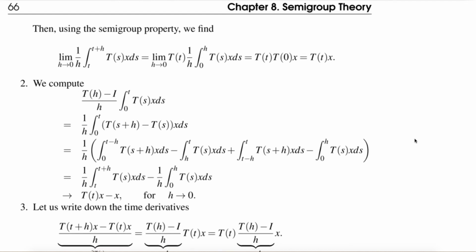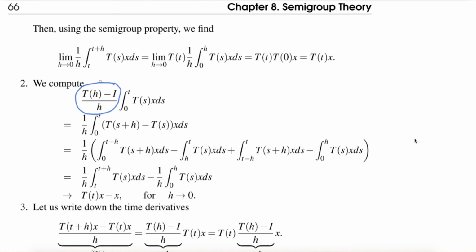For the second result, we want to apply A to the integral. So we apply A in the discrete form, or A in the limit form, right? So we use T of h minus identity divided by h, and then later we want to go to the limit as h goes to 0. So we apply this to the integral from 0 to t of T(s)x.